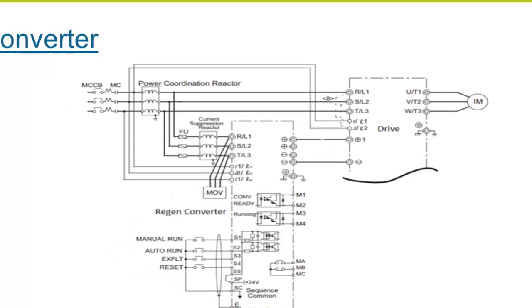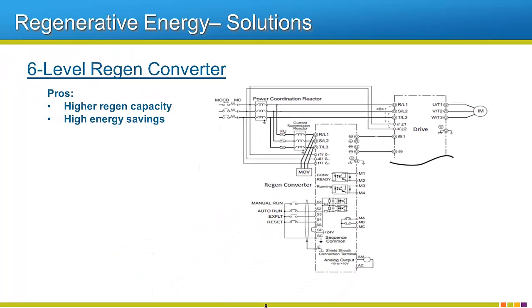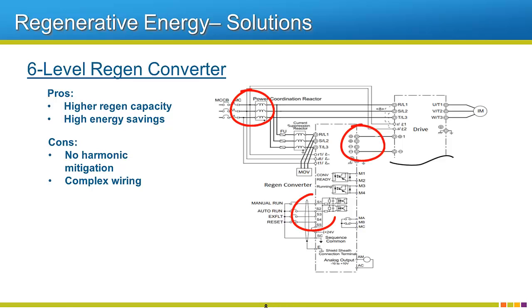A 6-level regen converter will provide energy savings since we are putting the energy back onto the line. This is a benefit over dynamic braking where the energy is simply wasted. On the contrary, there is no harmonic mitigation provided on a system like this. Additionally, the wiring can be extensive and somewhat complex. A regen converter can be sized to handle up to 100% continuous energy dissipation.